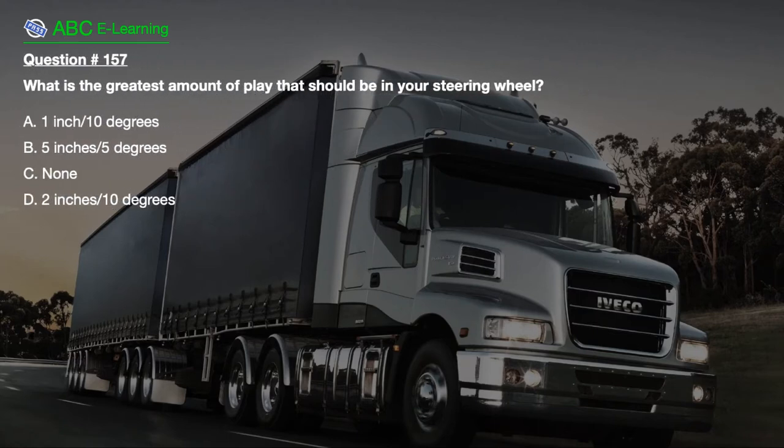Question number 157. What is the greatest amount of play that should be in your steering wheel? A. 1 inch/10 degrees. B. 5 inches/5 degrees. C. None. D. 2 inches/10 degrees.